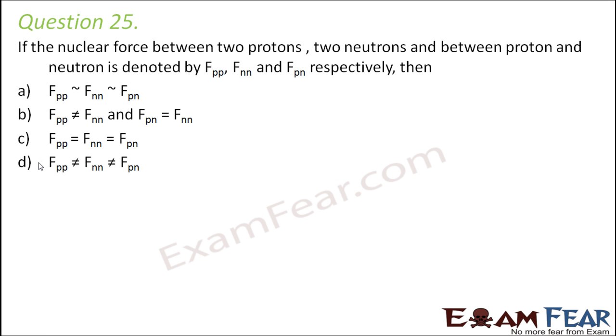Question number 25. If the nuclear force between two protons, two neutrons, and between proton and neutron is denoted by FPP, FNN, and FPN respectively, then what is the relation between the three? We have learned before that nuclear force is independent of charge. It doesn't matter whether the particles are positively charged, negatively charged, or neutral, nuclear force would still remain the same. So the nuclear force, which is an attractive force between two protons, two neutrons, and a proton and a neutron, would all be the same. So option C is the correct one.